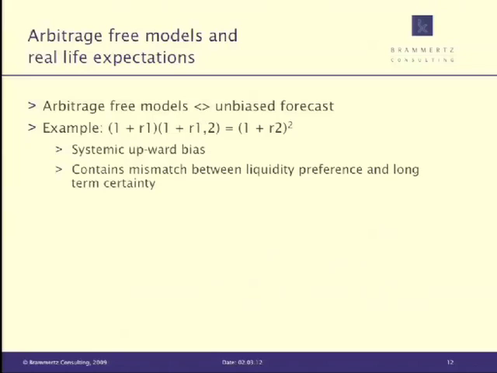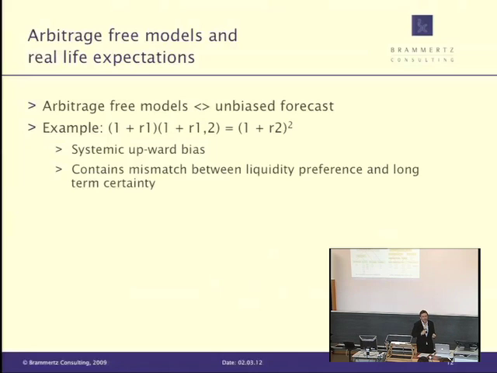And then the combination of arbitrage-free models and real-life expectations. That's an important distinction which we have to draw here. First of all, arbitrage-free forecasts are not unbiased forecasts. Just take the example of the rate here. So the two-year rate is equal to the one-year rate plus the one-year forward rate. So is the one-year forward rate a forecast?